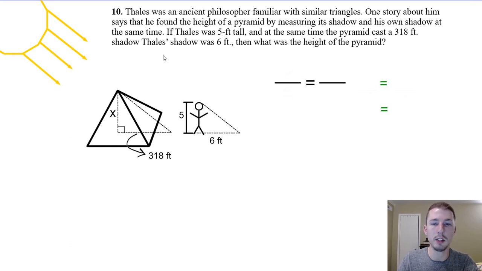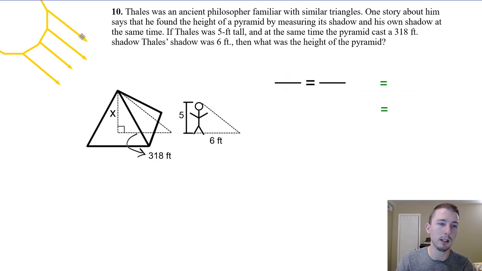So Thales was an ancient philosopher familiar with similar triangles, smart guy. One story about him says that he found the height of a pyramid by measuring its shadow and his own shadow at the same time. If Thales was 5 feet tall and at the same time the pyramid cast a 318-foot shadow, that Thales' shadow was 6 feet, then what's the height of the pyramid? So we kind of have this diagram here. I made a newer version.